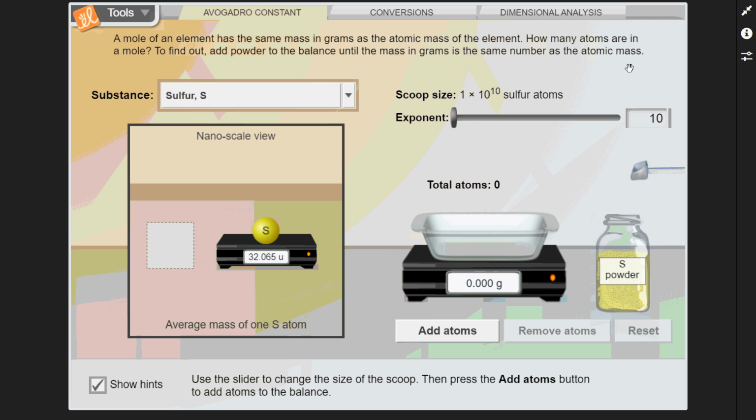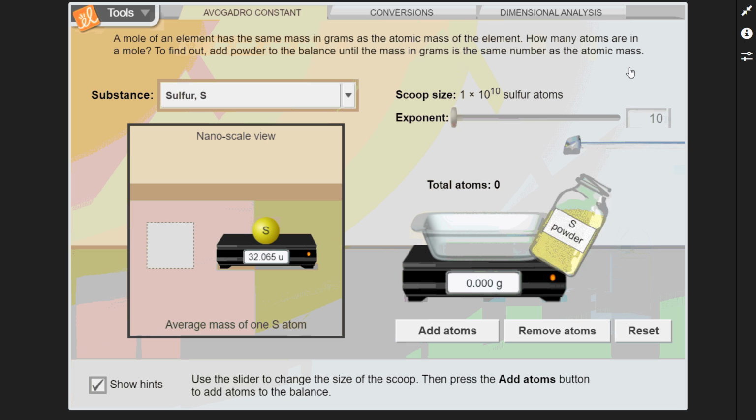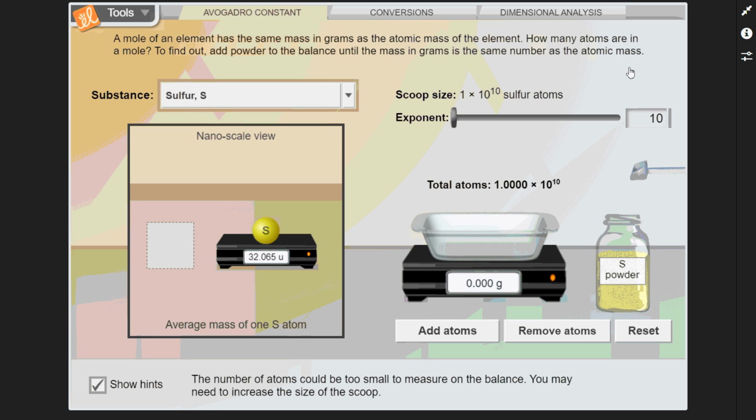How about going to the real life scale? Well, here I've got a container of sulfur powder. Let's add 1 times 10 to the 10 sulfur atoms. So 10 billion sulfur atoms. Let's see how much they weigh. Here we go. Let's add some of these. Oh, not much happened. Let's add a little bit more.